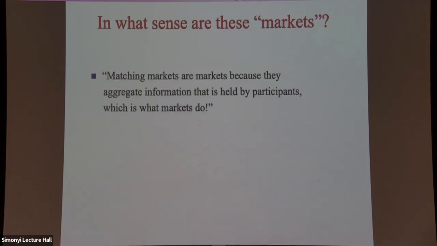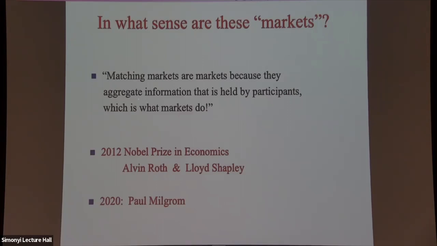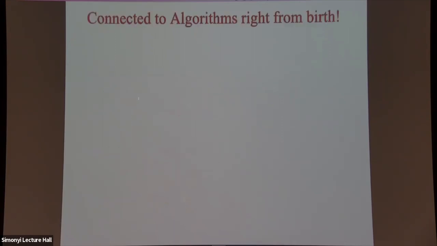So in what sense are these markets? Here's a nice way to look at it. They are markets because they aggregate information held by participants, which is what markets do. And this is an email that Al Roth sent me after he saw my talk at Simons, where I gave some not very good explanation, and he was bothered, and he said, this is why they are markets. And indeed, it clarifies it incredibly. I always talk about this quote. And of course, you know that Al Roth and Lloyd Shapley got the Nobel Prize in economics for matching markets in 2012. And in 2020, Paul Milgrom got it for spectrum auctions, but a lot of his work was also fundamental work in matching markets.